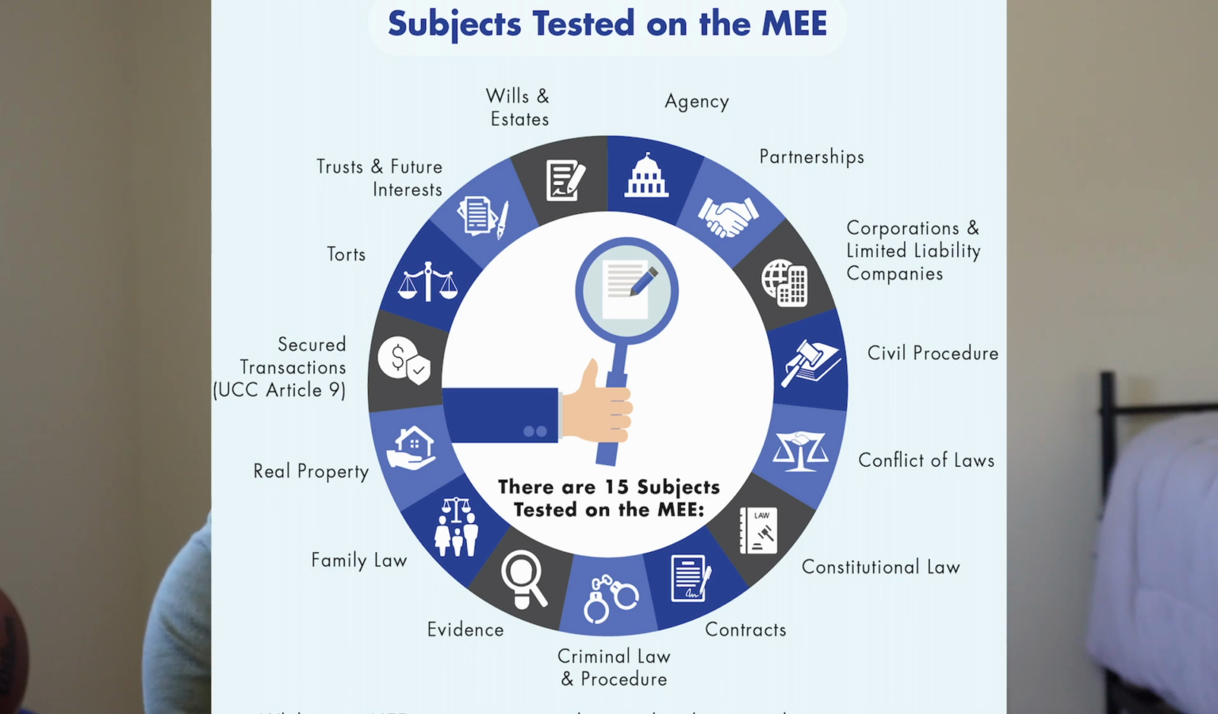They can test business associations, including agency, partnership, corporations, and limited liability companies. They can test civil procedure. They can test conflict of laws, constitutional law, contracts, criminal law and procedure, evidence, family law, real property, torts, trusts and estates, including decedent estates and trusts and wills, as well as Article 9 of the UCC, otherwise known as secured transactions.